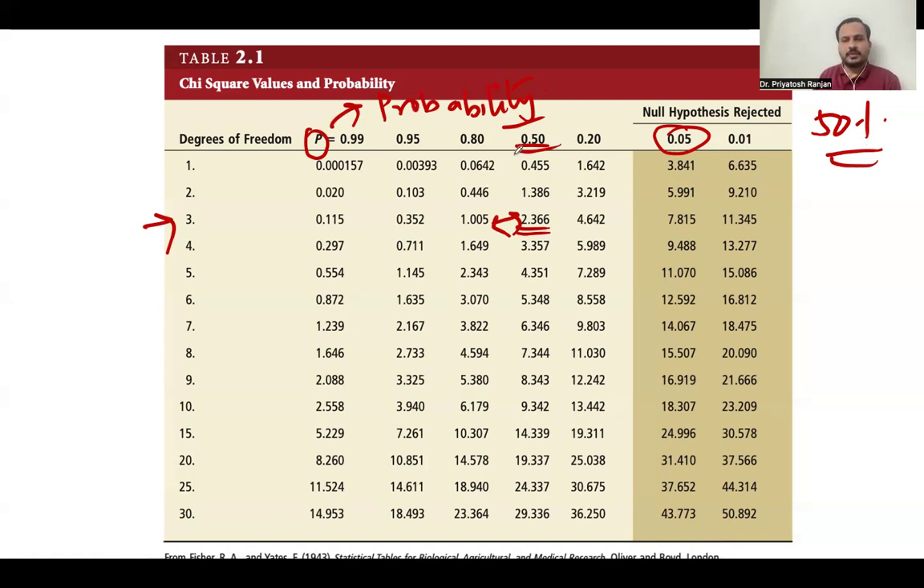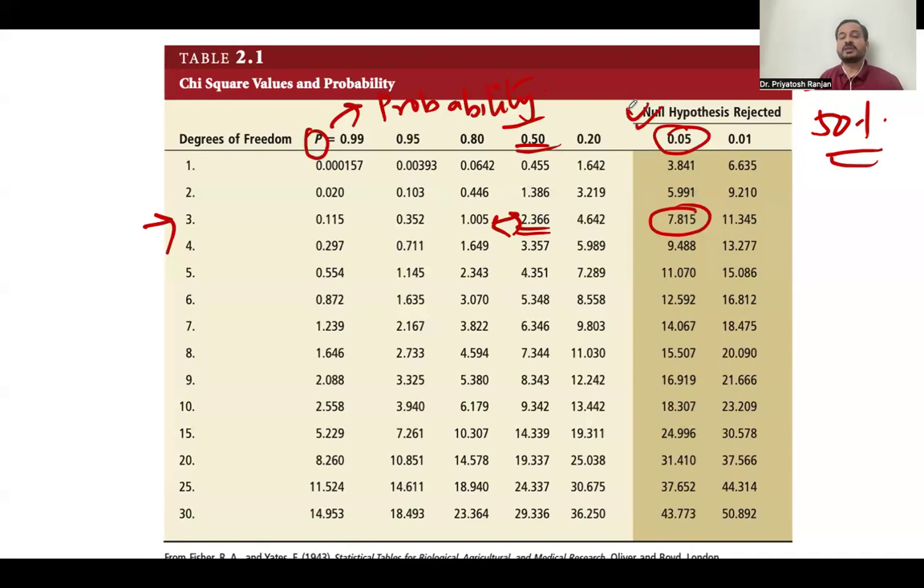Now remember, what if you get chi-square values like 8, or more than 7.815? In that case, your p-value is going to be just 0.05, which is 5%. What does that mean? It tells you that the differences you are seeing between the observed and expected are only because of a 5% chance event. So what you need to do is reject your null hypothesis. That's what they have written here.